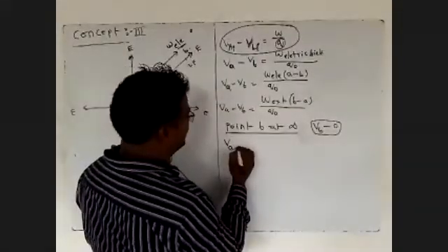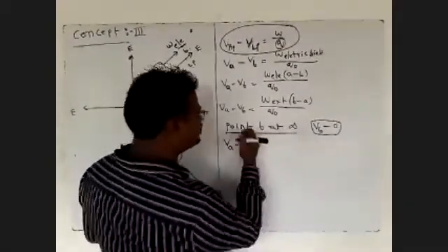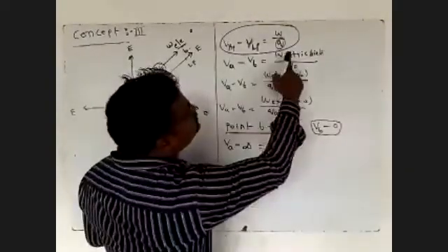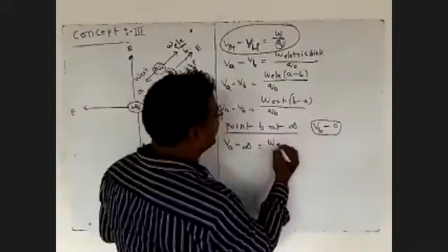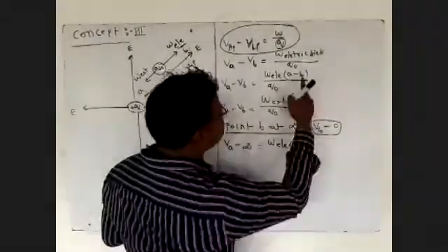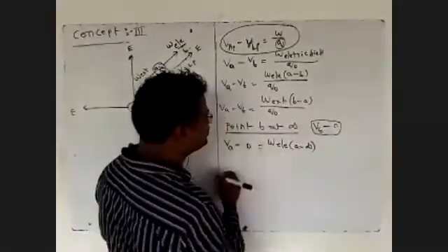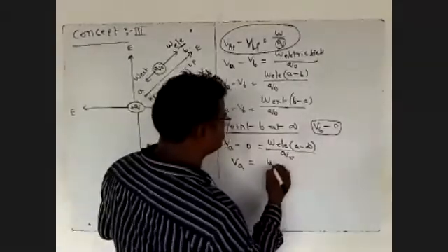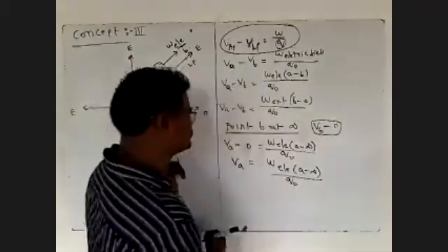VA minus VB is equal to... So VB at infinity. This is the work done by the electric field, W electric. VB means the potential at infinity, which is 0. So VA is equal to W electric from A to infinity by Q naught. This is the equation.